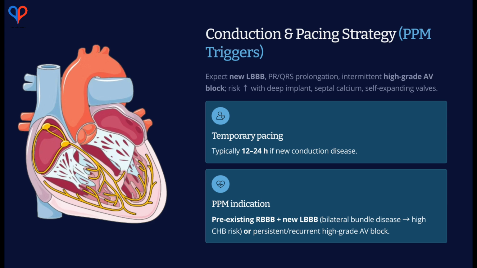A left bundle branch block can develop because the TAVR valve frame sits right against the membranous septum, where the His bundle and left bundle branch pass, making them vulnerable to compression and conduction block. If a patient has pre-existing right bundle branch block and develops a new left bundle branch block after TAVR, that bilateral bundle disease carries a high risk of complete heart block. Plan for a permanent pacemaker unless electrophysiology guidance says otherwise. Persistent or recurrent high-grade AV block is also an indication for permanent pacemaker.